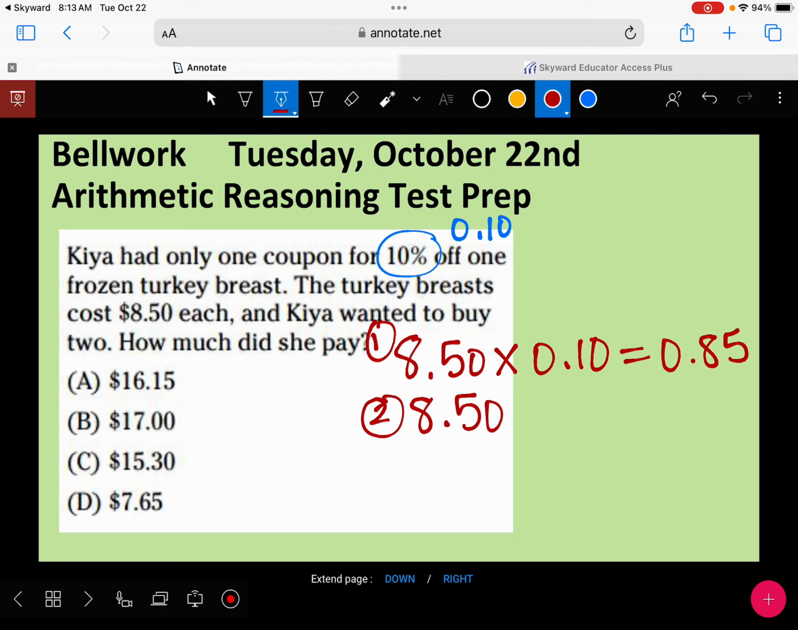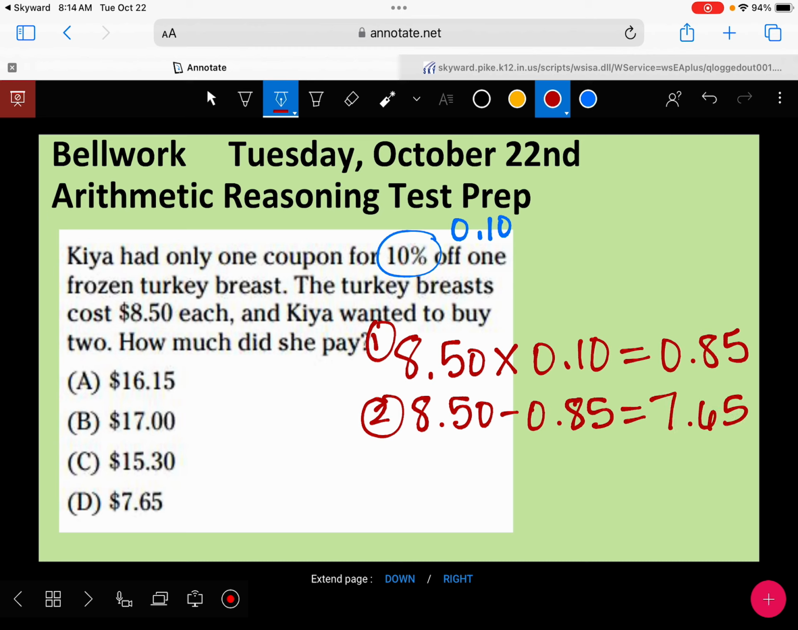So take $8.50 minus 0.85. So that's step 2. Take $8.50 minus 85 cents. And you should get $7 and something. I think it's $7.65. I don't know. Is that right? $7.65?